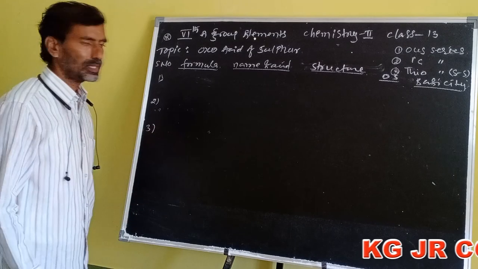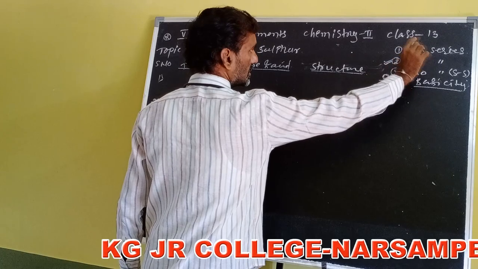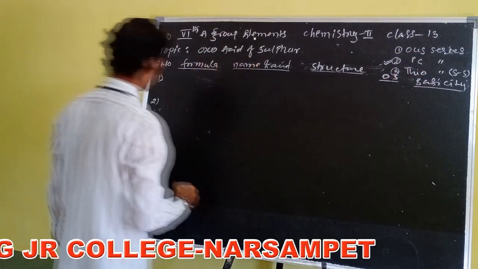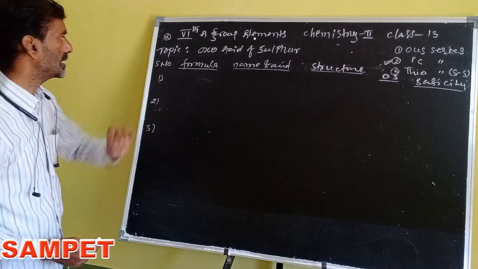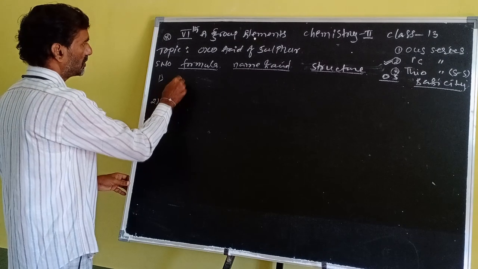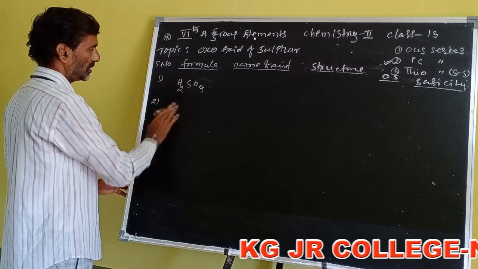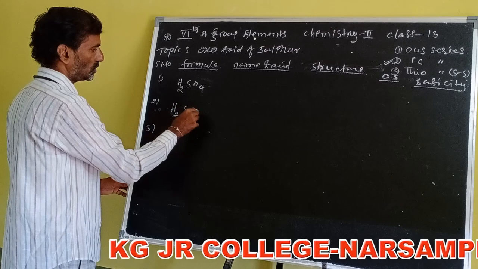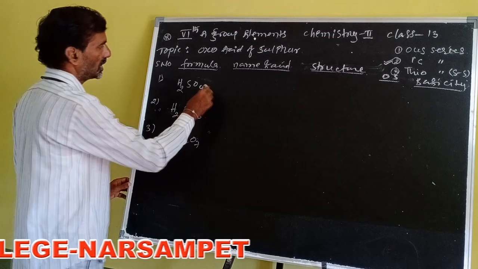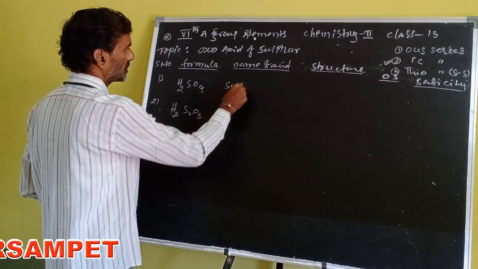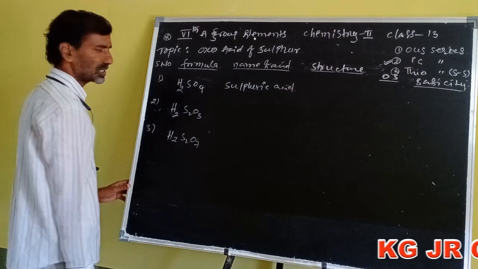Right. Next one is the ic series of acids, as the ous series of acids is completed. The acids with a higher oxidation state of sulfur are called the ic series of acids. So first one is H2SO4, then H2S2O3, H2S2O7. So H2SO4 is sulfuric acid. Okay, students, sulfuric acid.